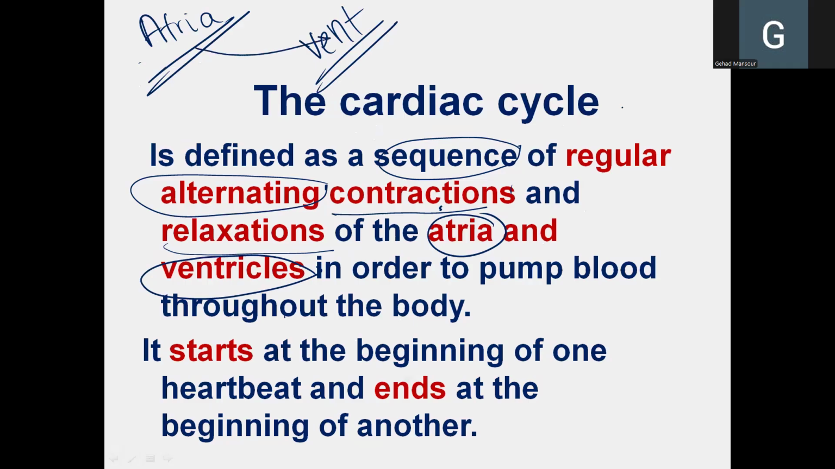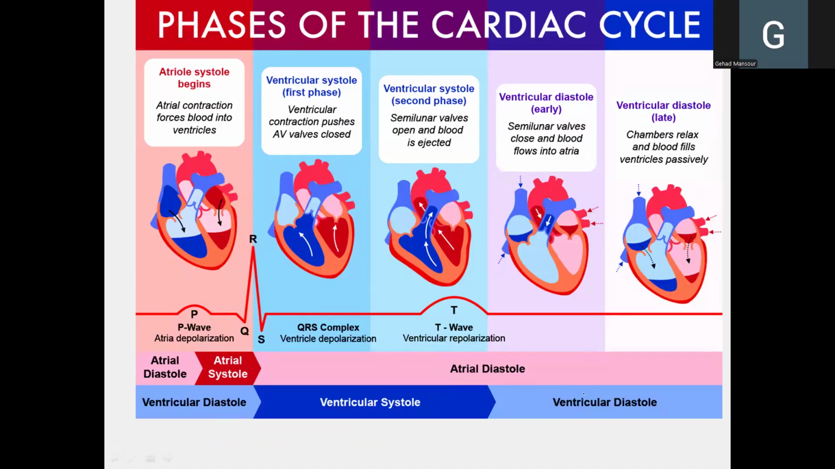But between the atria and the ventricles, there is the AV nodal delay, and the final purpose is to pump the blood. And it starts, of course, at S1 and finishes at the next S1. So sequence is important, regular is important, alternating is important, contractions and relaxations of the atria and ventricles to pump the blood. And it starts at the beginning of one heartbeat, like the beginning of an S1, for example, and it ends at the next S1.